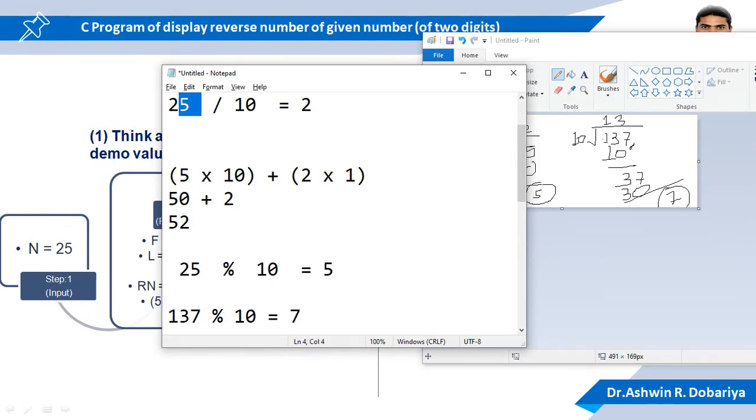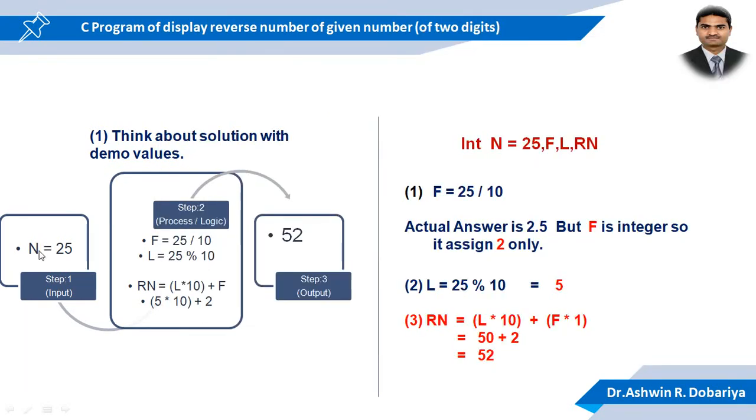First and last digit. Once you separate these two, the last digit you have to multiply by 10, and the first digit you have to multiply by 1. This is the overall logic of this program. So how can we do this? How can we think about the logic of this?